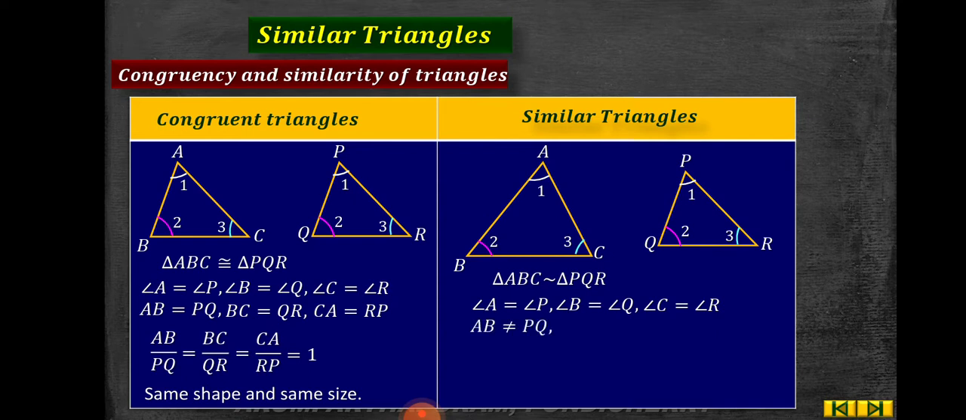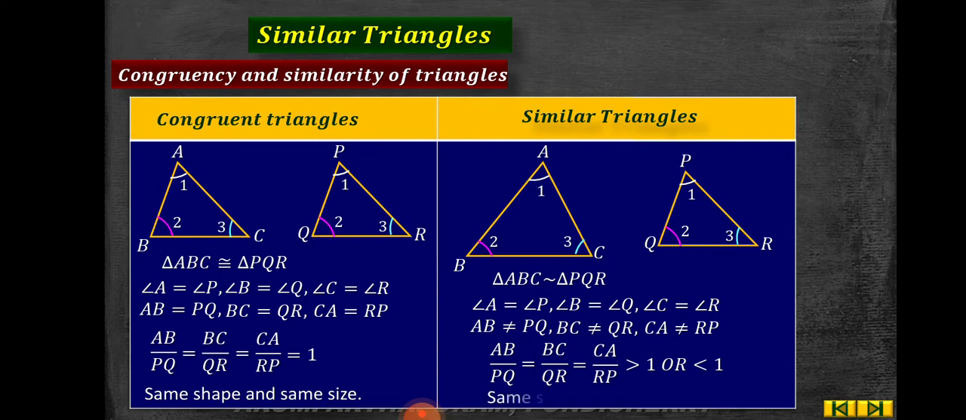angle R. But AB is not equal to PQ, BC is not equal to QR, and CA is also not equal to RP. So AB by PQ is equal to BC by QR is equal to CA by RP, which is greater than 1 or less than 1. So same shape but not the same size. These are the differences between congruent triangles and similar triangles.